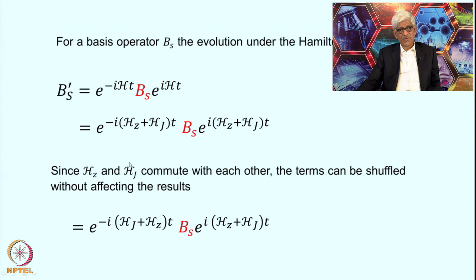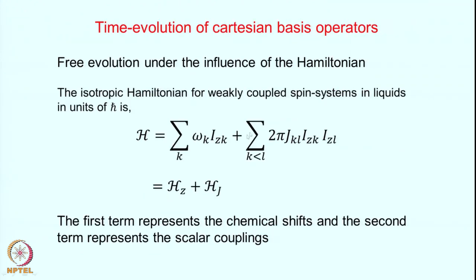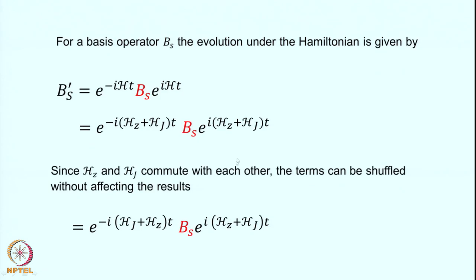Now, for the weakly coupled spin system, you remember what the Hamiltonian consisted of: the I_kz term and the I_kz I_lz term. So these are all z components. Therefore, this part of the Hamiltonian commutes with the other part, because the z operators all commute. So these two will commute. When we do that, we can calculate the evolutions of these operators separately without affecting the result in any manner.